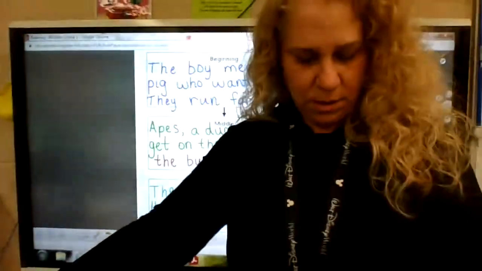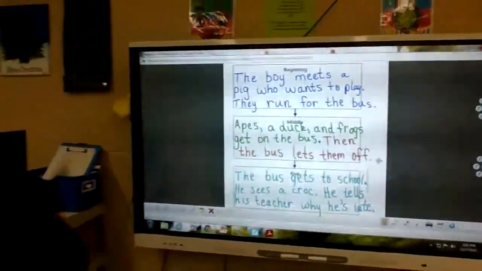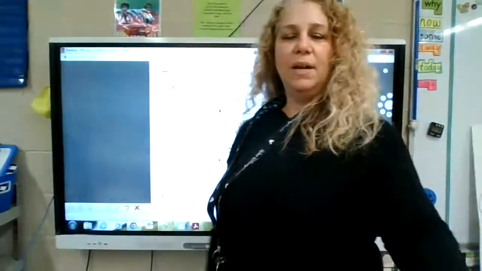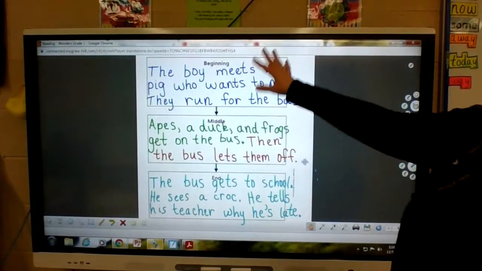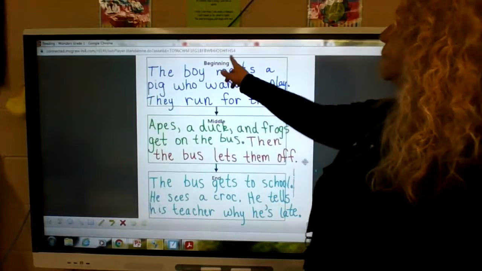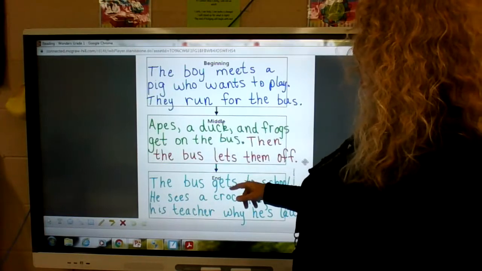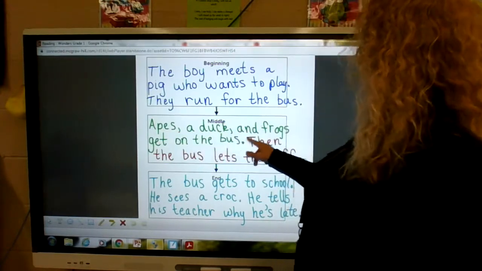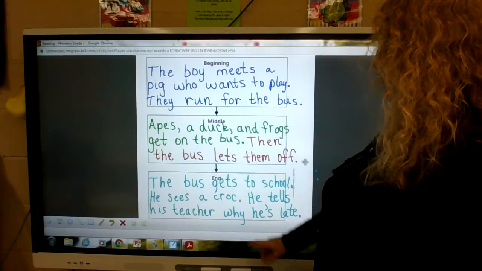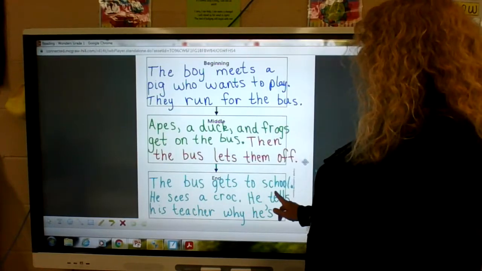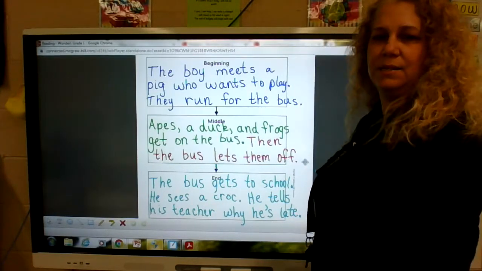Okay. So look at all you wrote and be proud of that. Because at the beginning of the year, you would not have been able to write all of those sentences. So I'm going to read it again to you from my paper. In the beginning, the boy meets a pig who wants to play. They run for the bus. In the middle, apes, a duck, and frogs get on the bus. Then the bus lets them off. Ending, the bus gets to school. He sees a croc. He tells his teacher why he's late.